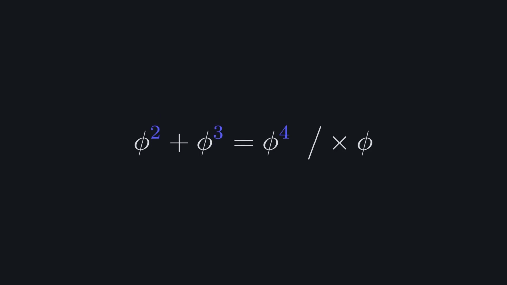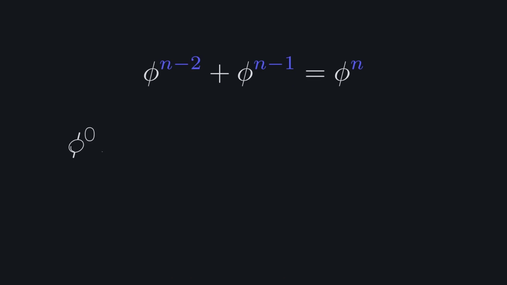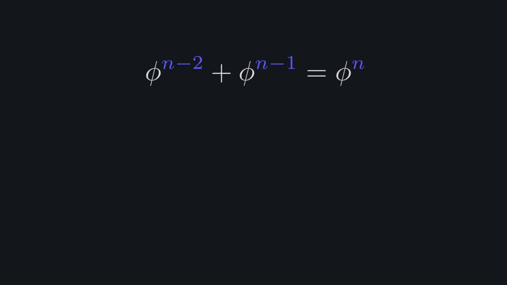And we can do it again. And again. Generally, we can get phi to the nth power by adding phi's raised to the previous two powers. That means we have a sequence where elements are consecutive powers of phi that also obeys the recurrence relation of adding two previous ones to get the next one. Now let's apply this recursively.